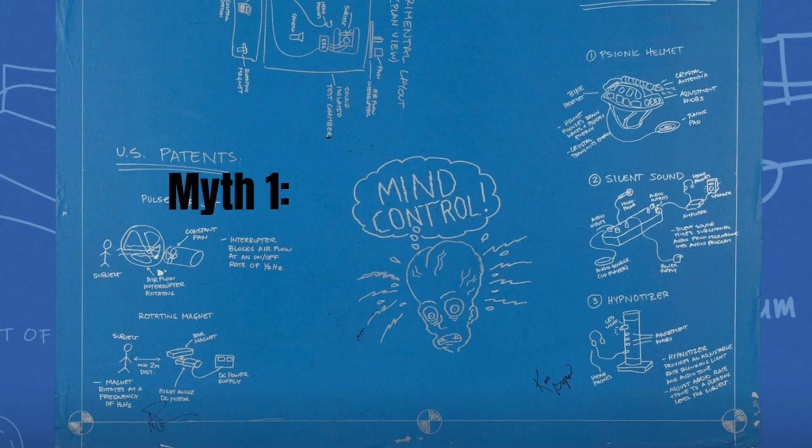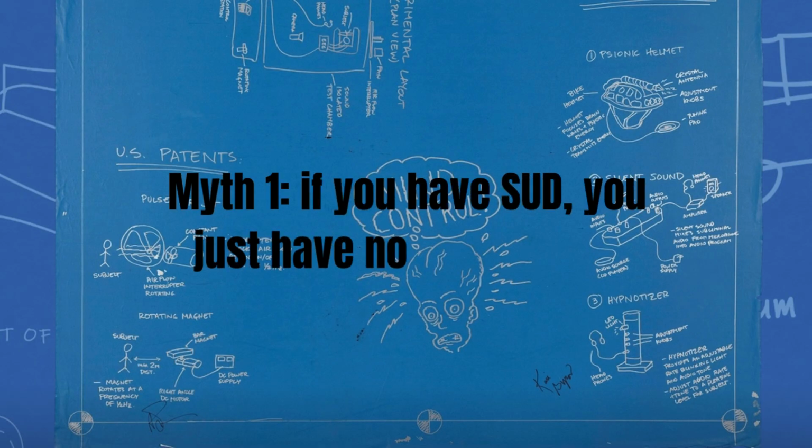Start with, what is substance use disorder? Well, according to the National Institute of Health, substance use disorders occur when the recurrent problematic use of alcohol or drugs causes clinically significant impairment, including health problems, disability, and failure to meet major requirements and responsibilities at work, school, or home. Myth 1. If you have substance use disorder, you just have no self-control.